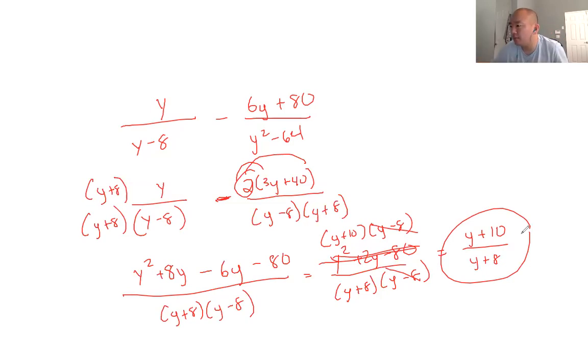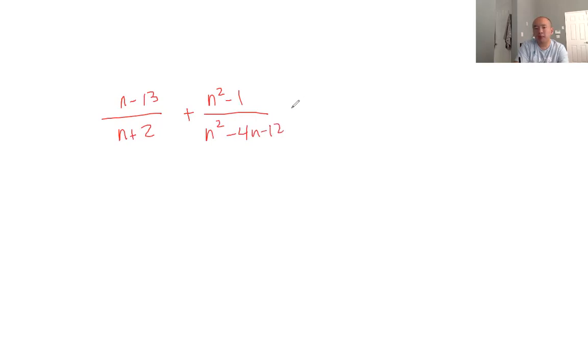Let's do some of the ones on the bottom. Let's do number 14, and then that will be it, okay? So number 14, we have n minus 13 over n plus 2 plus n squared minus 1 over n squared minus 4n minus 12, minus 2n minus 5 over n minus 6. Okay, so as I said before, you want to factor as much as you can.